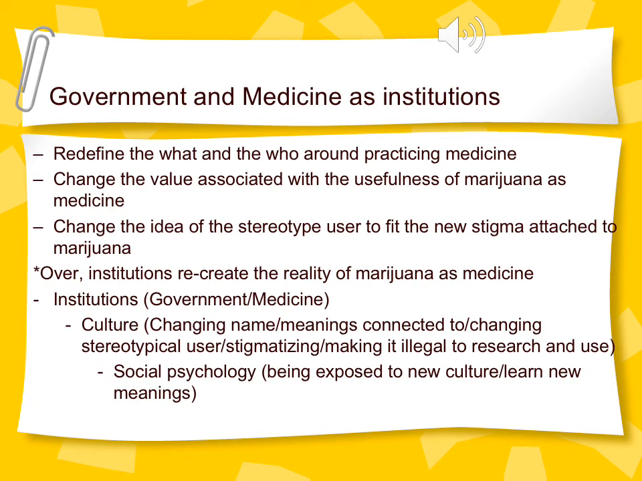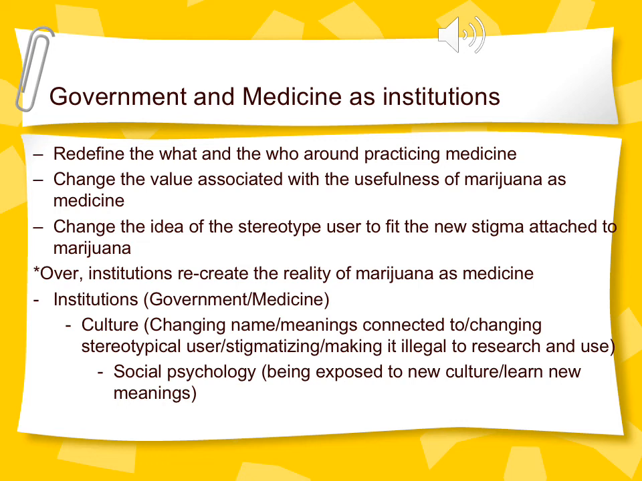To conclude, again, what we saw is how social institutions, specifically the government and medicine, operate to construct social reality as a whole. They redefine the what in terms of, what is medicine, what is not. They redefine the who in terms of who can and who cannot practice medicine. And in addition, they change the value associated with the usefulness of marijuana as medicine. Before, it was seen as having high value. Now it's seen as having a lower value.